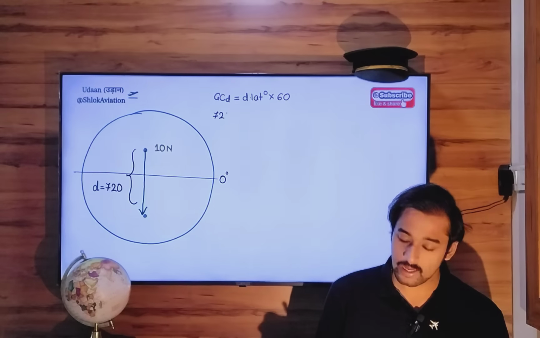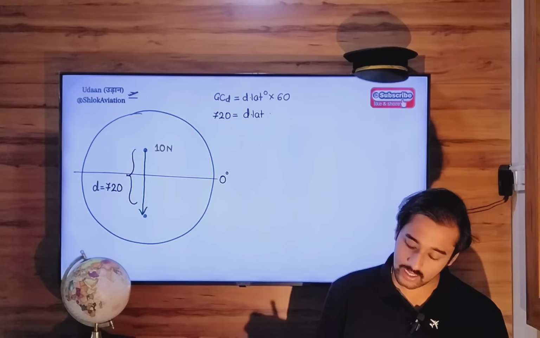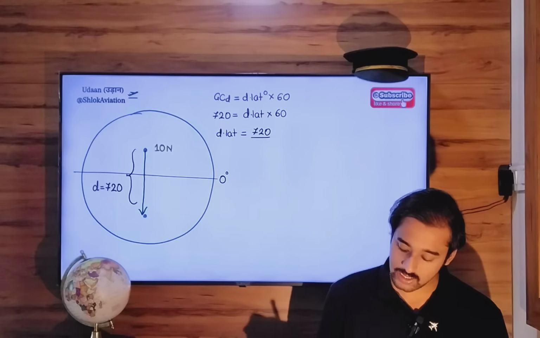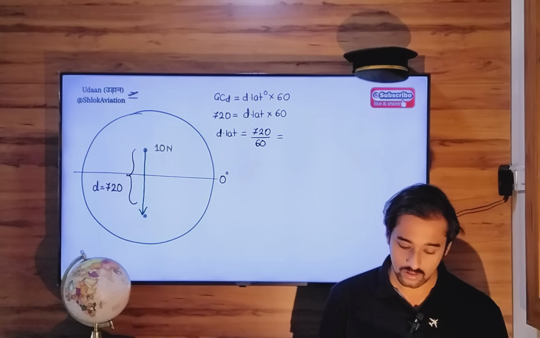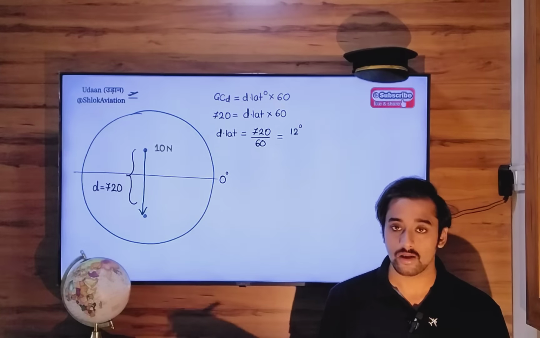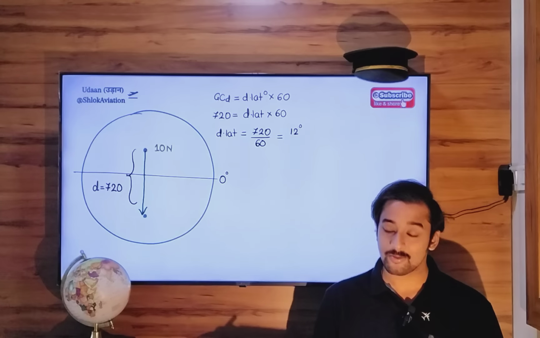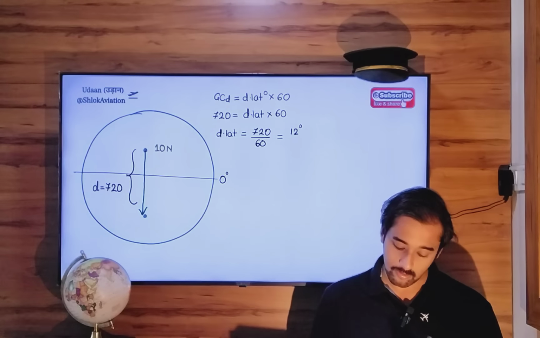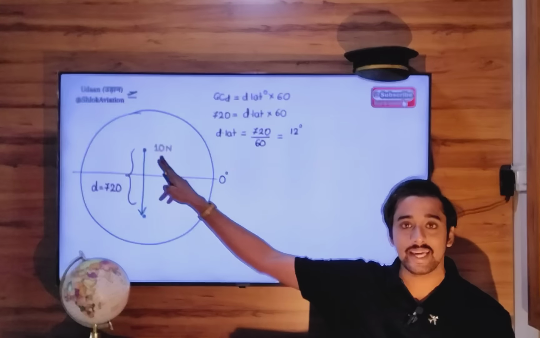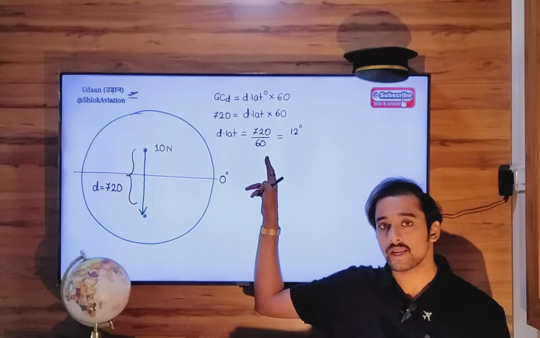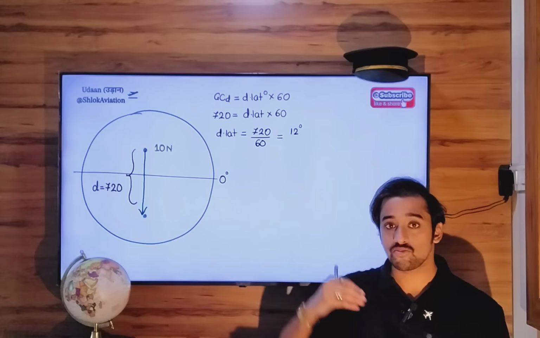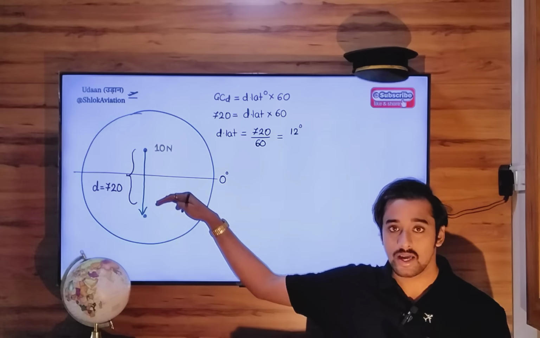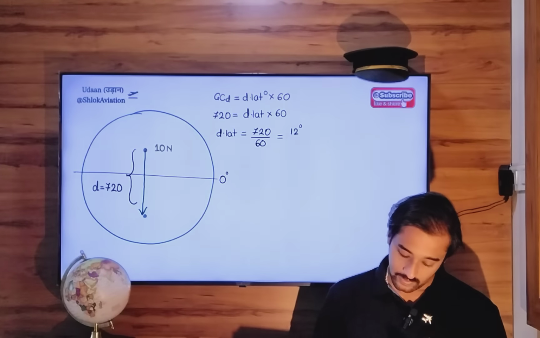Therefore 720 equals the difference between two latitudes into 60. Difference between two latitudes equals 720 divided by 60, which is 12 degrees. Now it is highly probable that the new latitude falls in the southern hemisphere. So let's add, because your initial latitude is 10 degree north and the difference between two latitudes is 12 degree. It is more than 10. So that is only possible when the aircraft has crossed the equator and entered the new hemisphere.